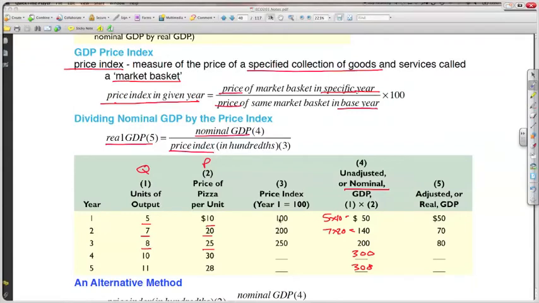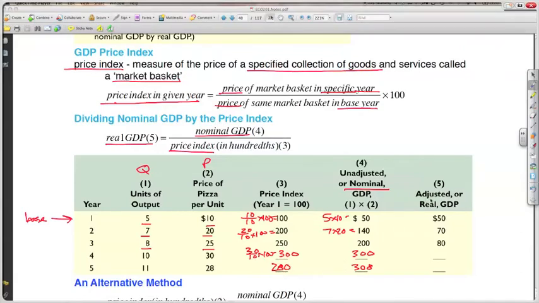Now for our price index, we have the price of the market basket in the specific year, which is 10, over the price of the same market basket in the base year. In this example, year 1 is our base year. So 10 divided by 10 is equal to 1. Multiply that by 100 and we just get 100. So we go on to the second one. Market basket in the specific year is 20. 20 divided by 10 times 100 is equal to 200. Same thing for 25 divided by 10 equals 2.5 times 100 equals 250. So down here, 30 divided by 10 equals 3 times 100 equals 300. And then 28 divided by 10 would be 2.8, and then times 100 would give us 280.